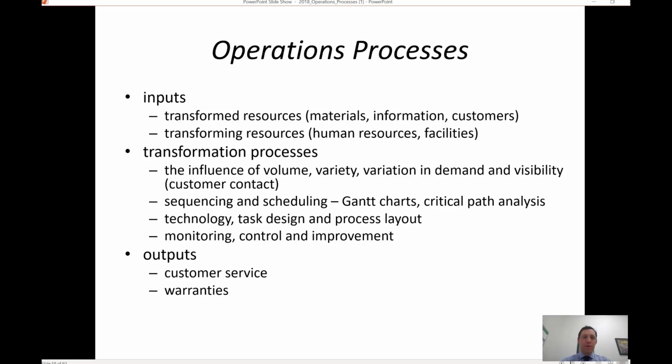Okay, in this video we're going to focus on the third element of the transformation processes, which relates to technology, task design and process layout. So far I've been looking at the influence of the 4Vs: volume, variety, variation in demand and visibility. Then I considered sequencing and scheduling, particularly in the context of using Gantt charts or critical path analysis. Now we're focusing on the role that technology plays, particularly with respect to operations processes, as opposed to looking at technology when we looked at influences. And then task design, and then process layout.